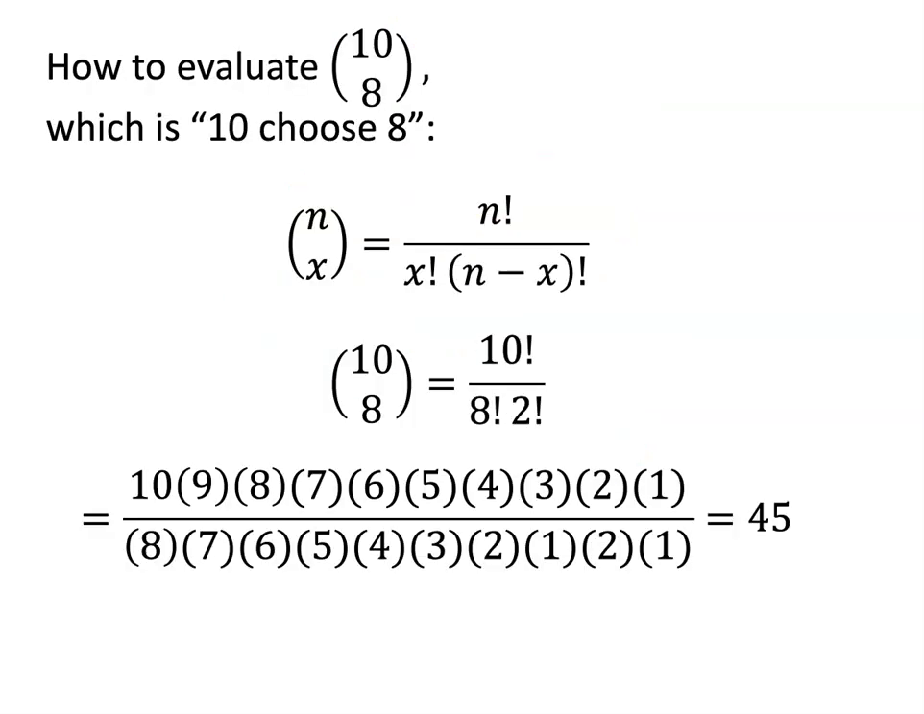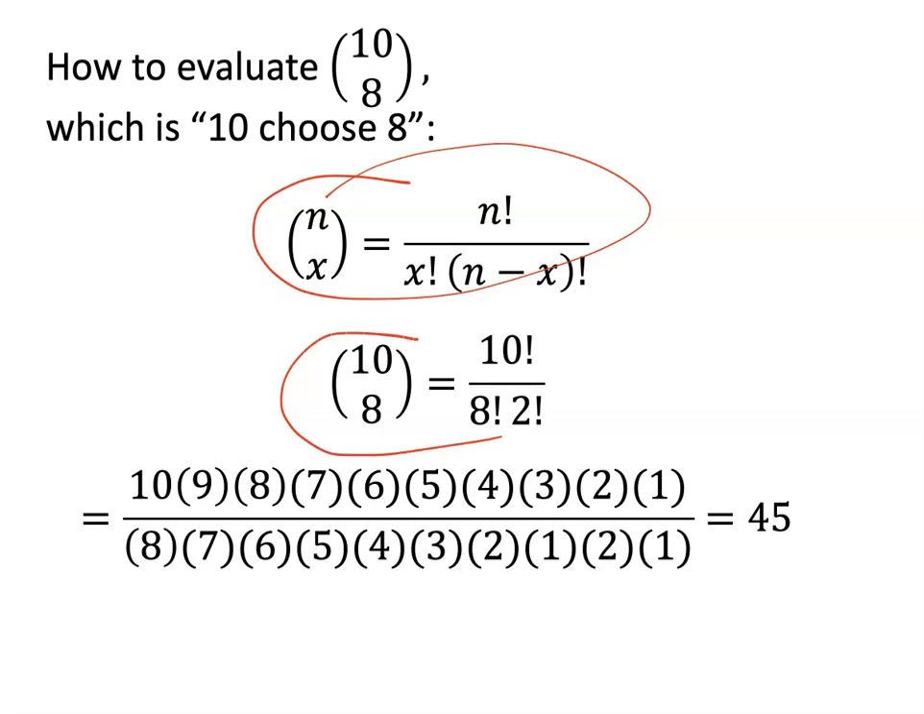Okay, so here's how we evaluate 10 choose 8. In general, n choose x is n factorial over x factorial times n minus x factorial. So 10 choose 8 is 10 factorial over 8 factorial times 2 factorial. 10 factorial, again, is the product 10 times 9 times 8 times 7 times 6 times 5 times 4 times 3 times 2 times 1. 8 factorial is 8 times 7 times 6 times 5 times 4 times 3 times 2 times 1. And 2 factorial is just 2 times 1.